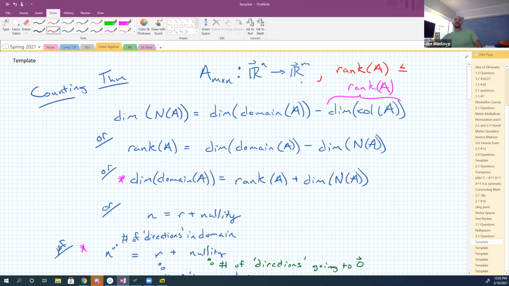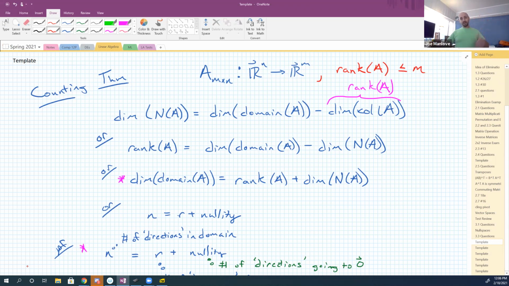Close. Oh. Where is it going? It's going into m-dimensional space, right? Remember the rank of A is the dimension of the column space. The column space fits in the image, right? It's in the codomain. So this can't exceed the size of the codomain. Does that make sense? Like if you're going to take 10-dimensional space and you're going to jam it into 2-dimensional space, the rank can't be bigger than 2 because it's got to fit into the space you're aiming at. Does that follow?